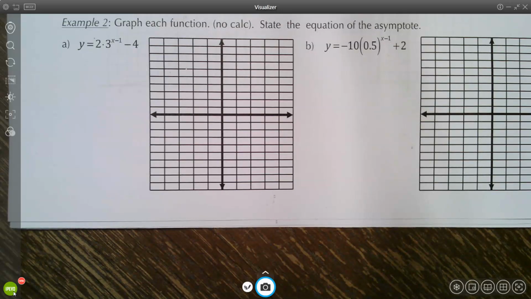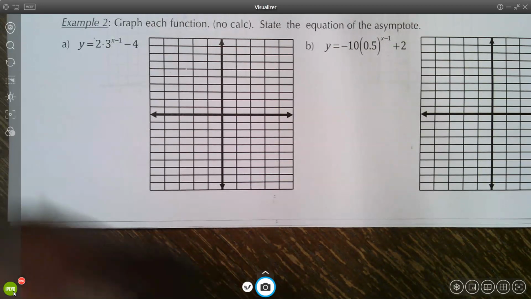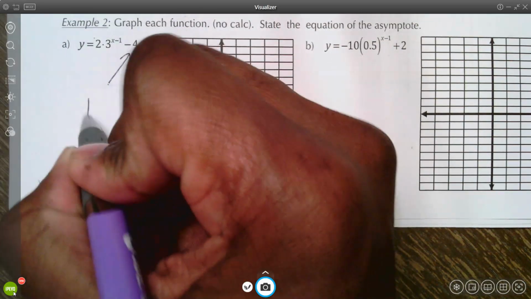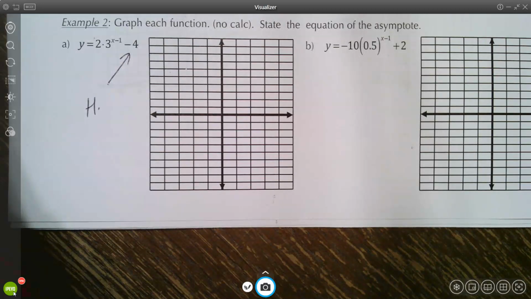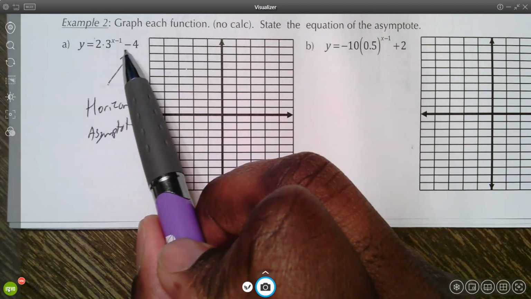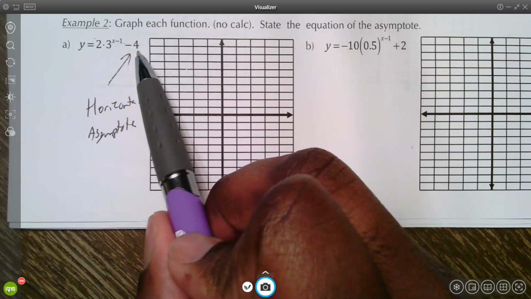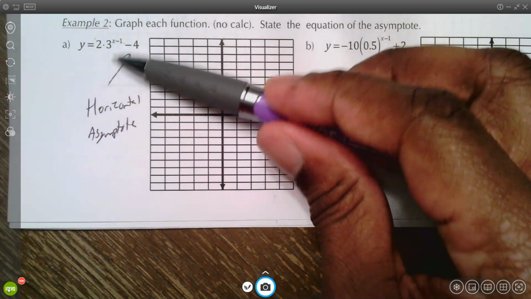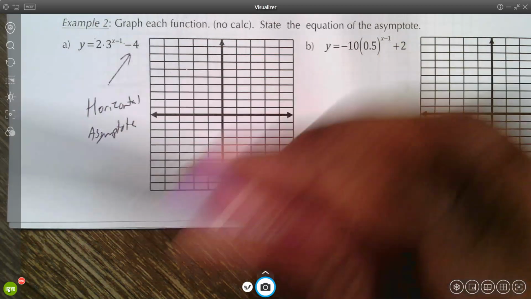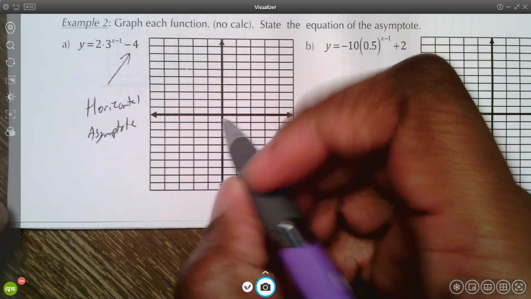Alright, so it says graph each of these functions without a calculator, and then state the asymptote. So if we're going to begin graphing this, I will first decide the easy part first, and that's my horizontal asymptote. This one I can clearly see is -4. If there's no number being added to the end, that means your horizontal asymptote is 0, because it's plus 0 being added to the end. So the horizontal asymptote is -4.